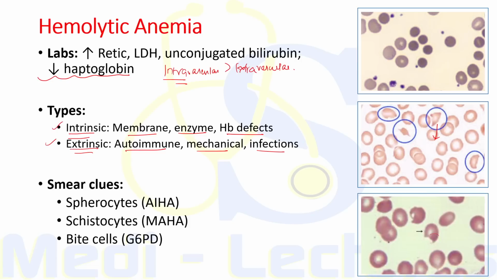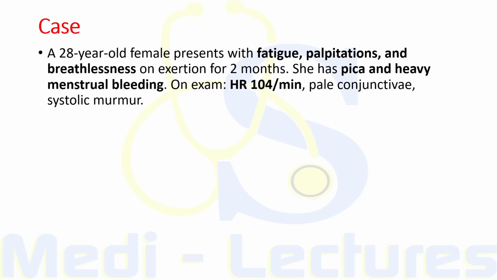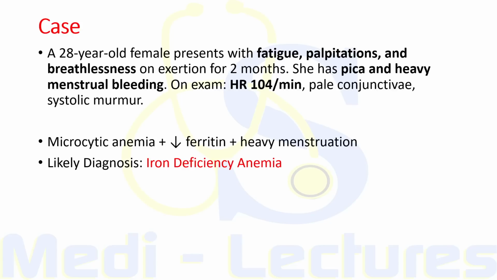Now, after we have discussed anemia, briefly how to approach it in OPD, let's come on to our case. So our patient was having fatigue, palpitations, breathlessness, increased menstrual bleeding and pica. These all features are characteristic of iron deficiency anemia. So we will order just a CBC. If we see microcytic anemia, we can diagnose this as iron deficiency anemia.